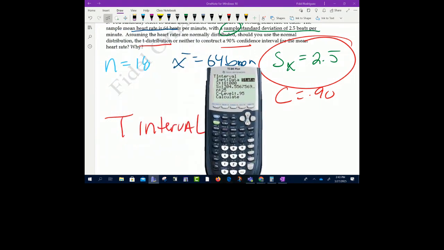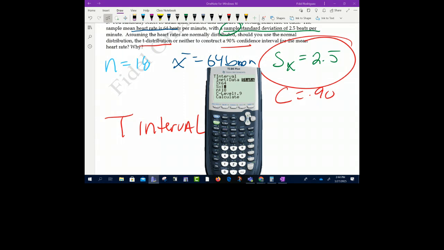Let's see, what do we know? What is my X bar? 64, because we're talking about our heart rate. What is my Sx? Oh, it's 2.5. How many athletes did we have here? 18, right? And our confidence level, my friends, is 0.90.